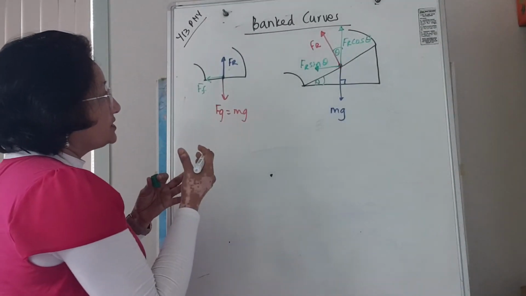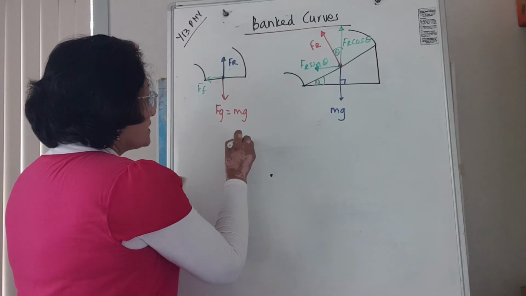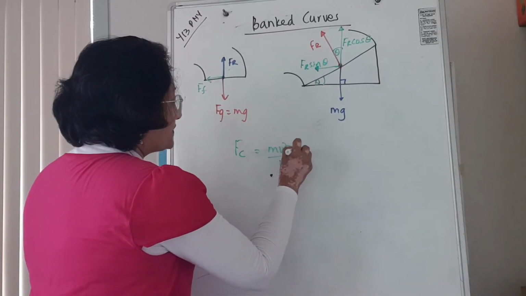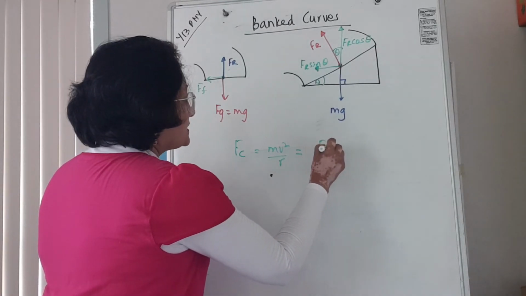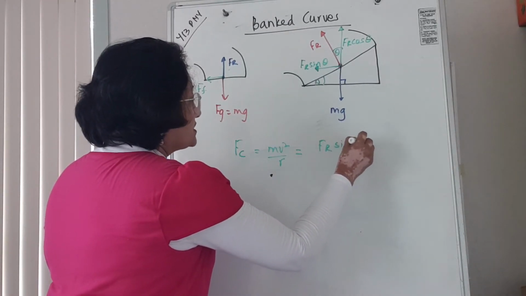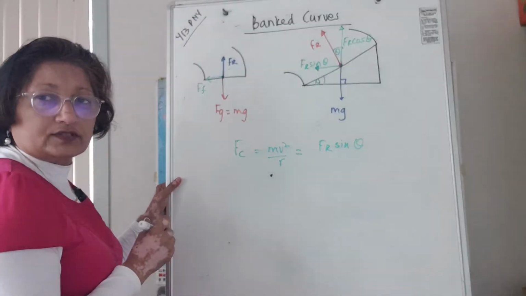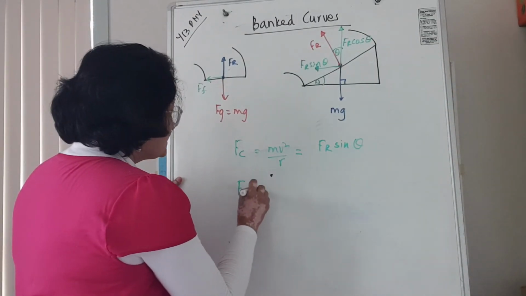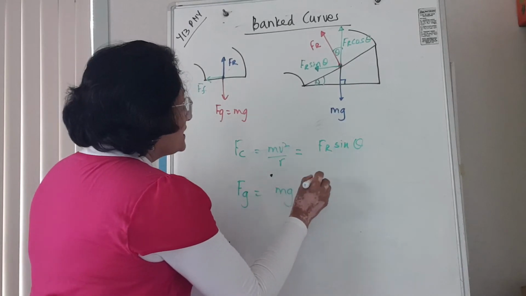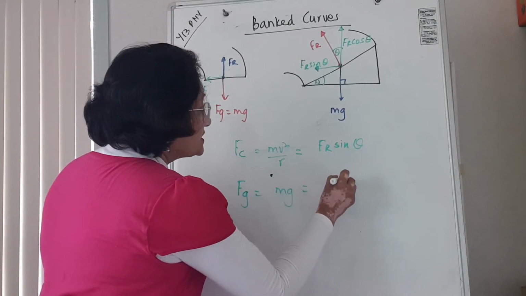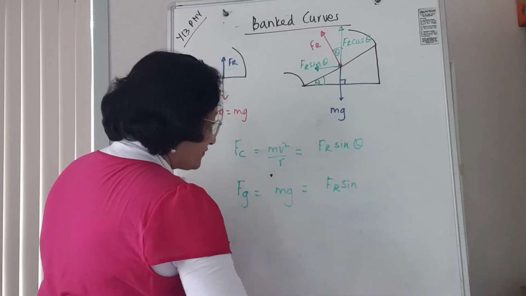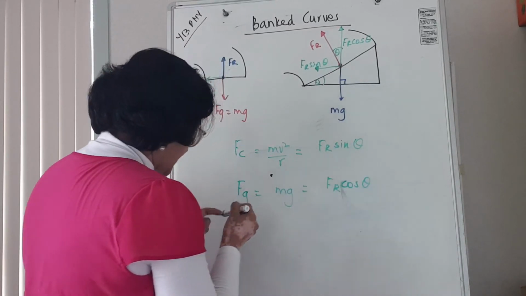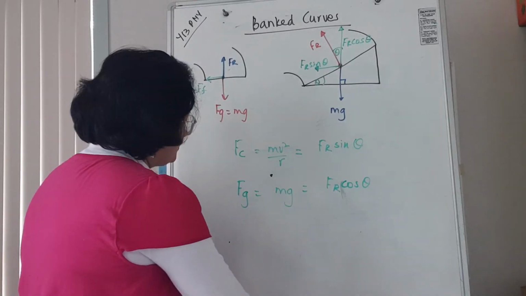So let's look at all this together. My centripetal force, which is mv squared over r, is provided by the horizontal component of my reaction force, Fr sine theta. My gravity force, Fg, which is mg, is balanced by the vertical component of my reaction force, which is Fr cos theta. Now I'll just show you an easy way to solve problems.